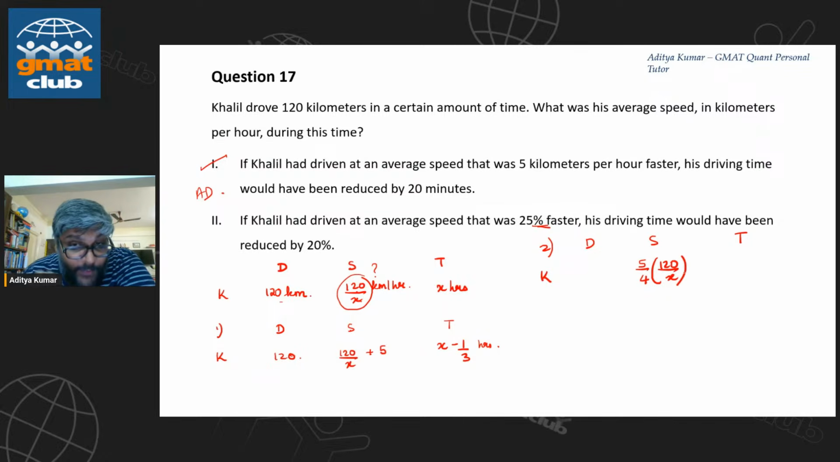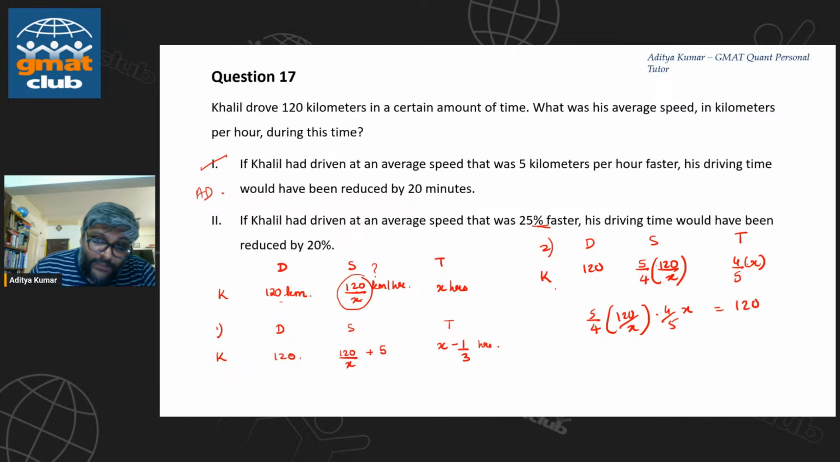You see what I'm doing? 25% faster in my mind means 125%. 125% is 125 by 100. That is 5/4. So 5/4 of 120 by x. His driving time would have been reduced by 20%. So if it's reduced by 20%, it's 80%. 80% is 4/5 of x. And I know that again has to be 120, right? So 5 by 4 into 120 by x, speed into time should be your distance, into 4 by 5 into x should be equal to 120.